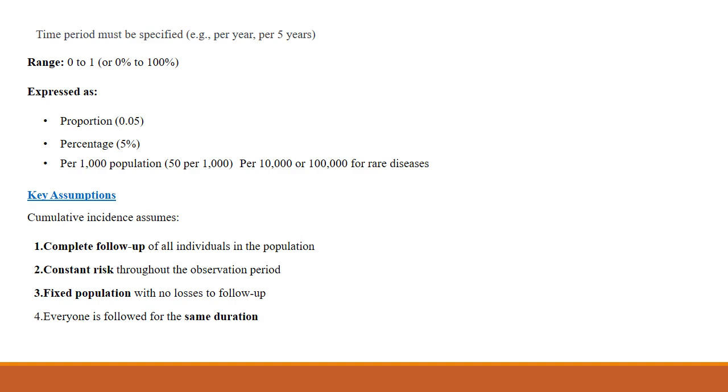Key assumptions. What are the key assumptions that we consider to calculate the cumulative incidence? Complete follow-up of all individuals in a population, constant risk throughout the observation period, fixed population with no losses to follow-up. Everyone is followed for the same period.